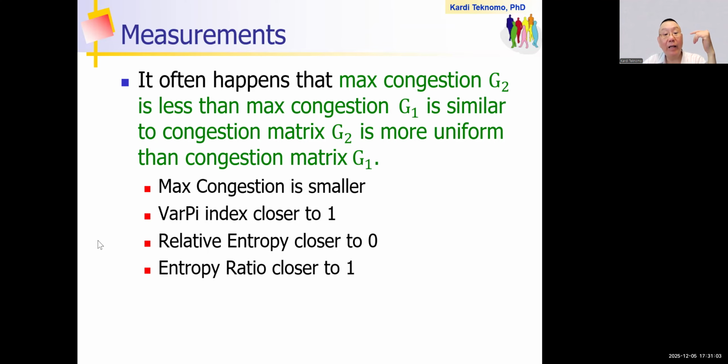Next we can also use relative entropy. Sometimes this is called Kullback-Leibler divergence, KL divergence, so you can search in Google. This is also used for checking the congestion or the capacity matrix. Of course, the closer the relative entropy is to zero, the closer to Premachic equilibrium.